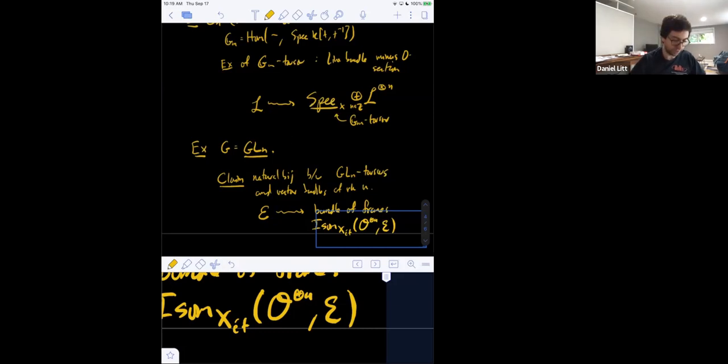So this, at least, I think, gives you pretty clearly a functor from vector bundles and isomorphisms to GLN torsors. Yeah, that's well said. That's a good way of thinking about it.